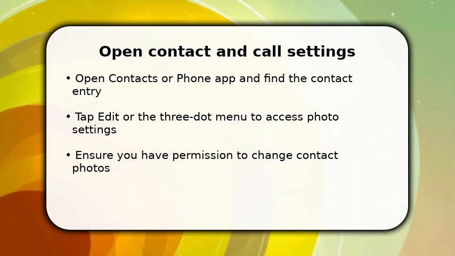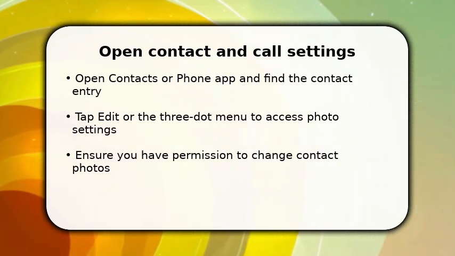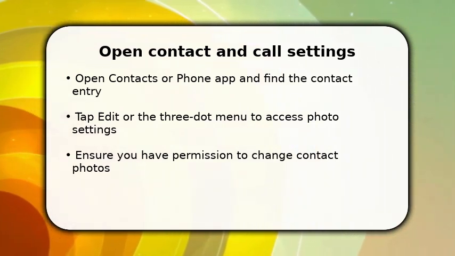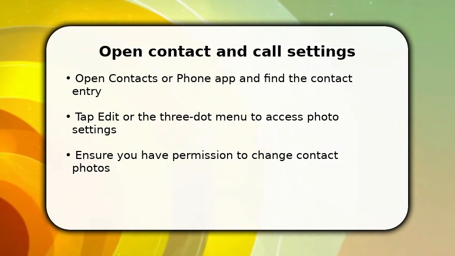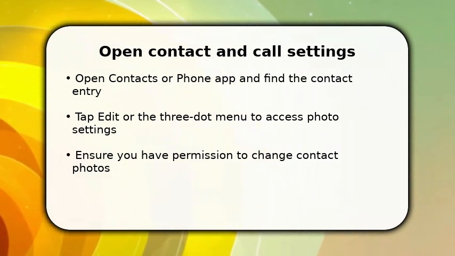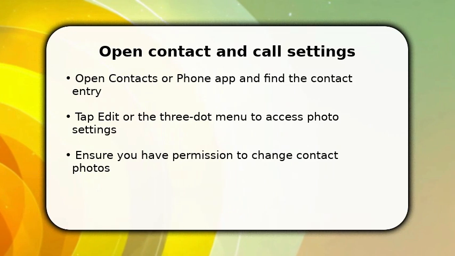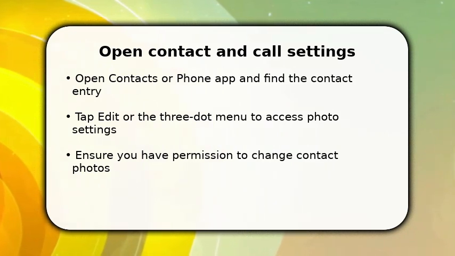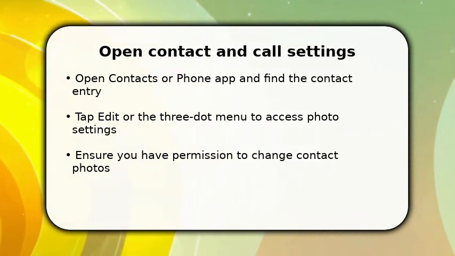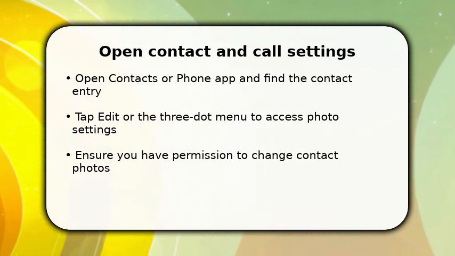You start by opening the Phone or Contacts app and locating the contact whose call photo you want removed. Tap Edit or the three-dot menu to access that contact's details. This is where the photo option lives. You do this because the call image is tied to the contact entry, not the call log.